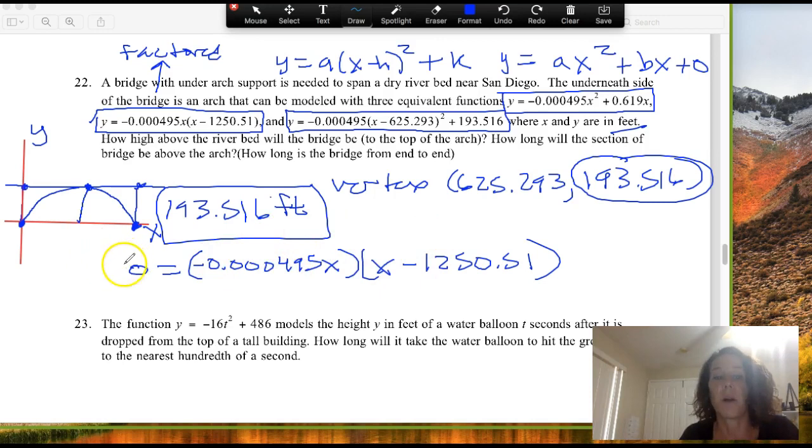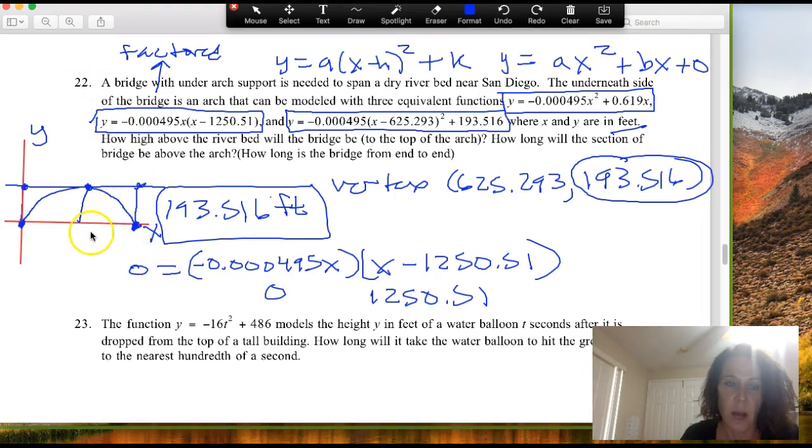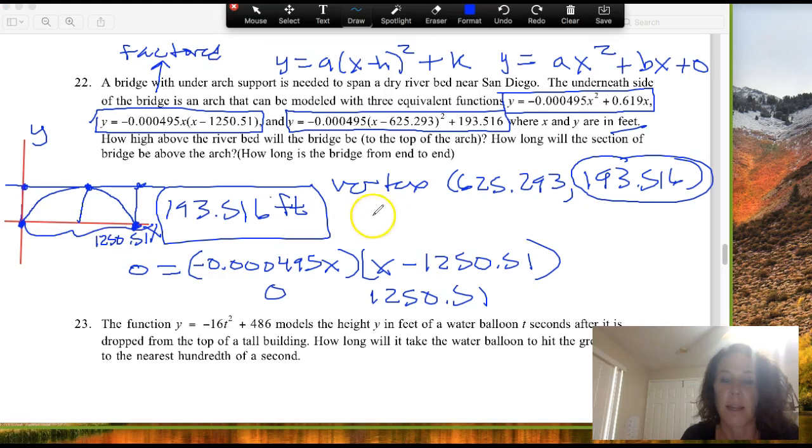If this times this is 0, then this has to be 0 or this has to be 0. What makes this 0? This isn't subtracted at all. If I just plug in 0 here for x, everything becomes 0. So x is 0. Or this value, what makes this 0? If x were 1250.51. That would make this 0, because that minus that would give me 0. So my x values are 0, and this value here would be 1250.51. So what's the length? The length would be 1250.51 feet. So this is the height.